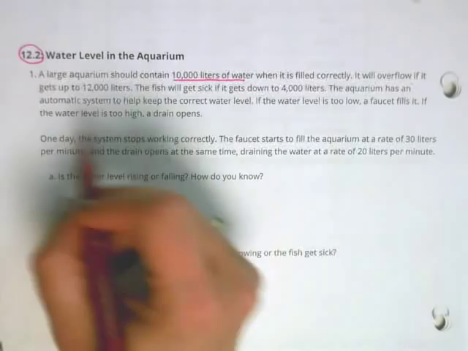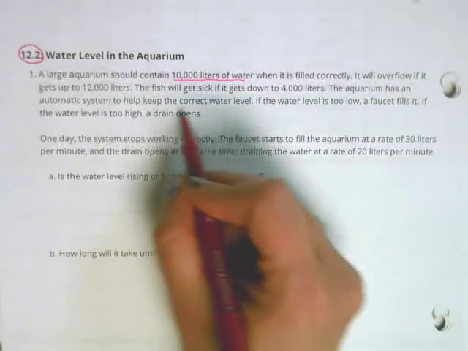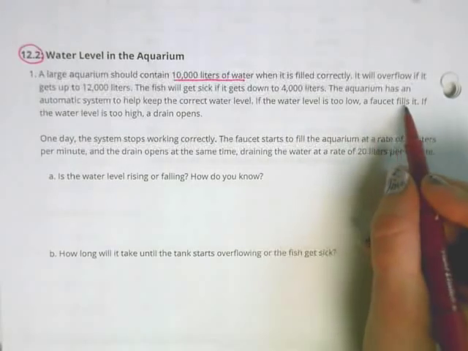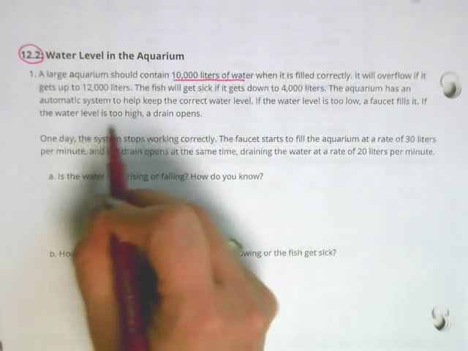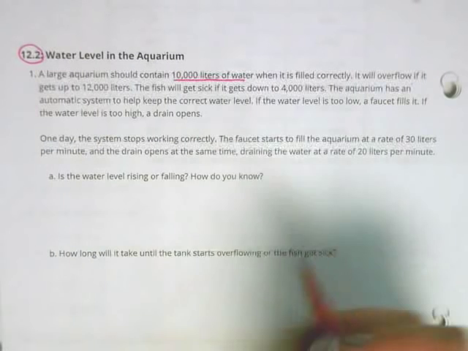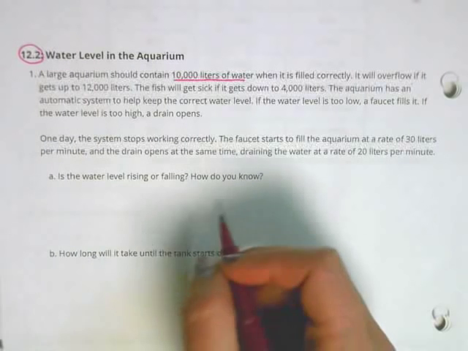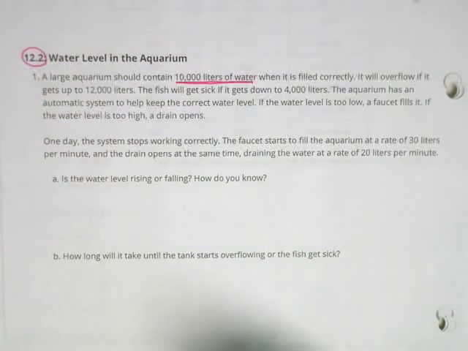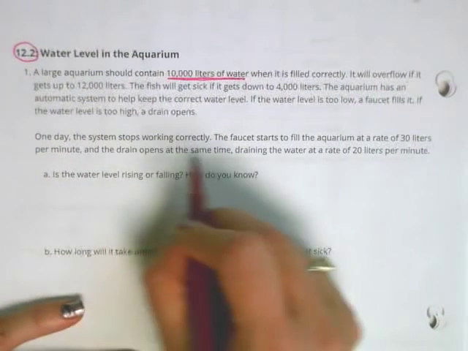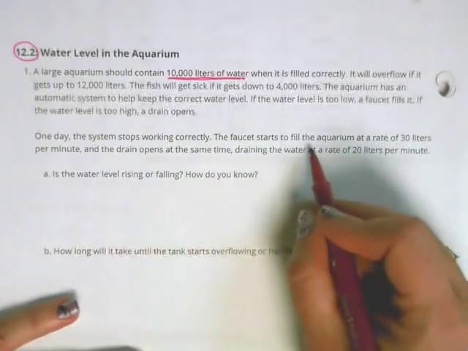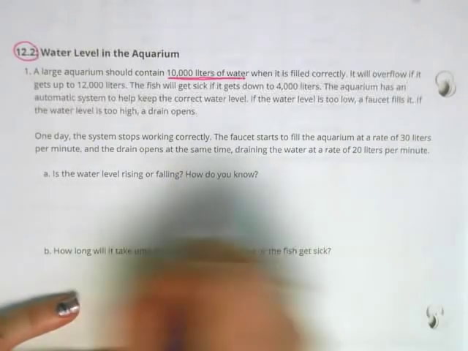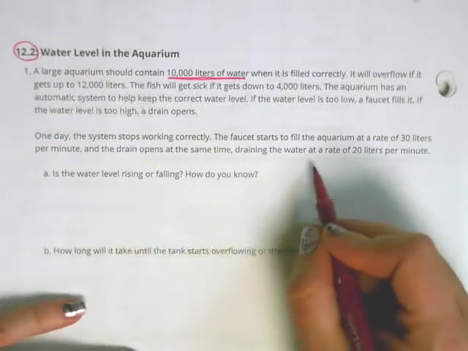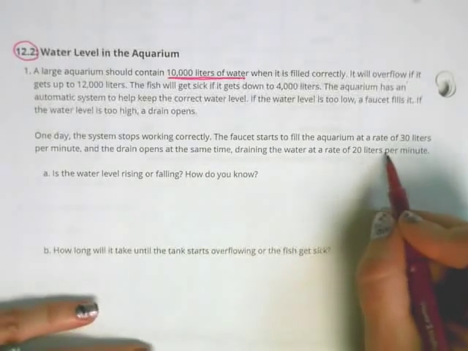The aquarium has an automatic system to help keep the correct water level. If the water level's too low, a faucet fills it up. If the water level's too high, a drain opens, so it would drain some water out of there. Awesome. So hopefully it's always kept at this 10,000 liters of water. It says one day the system stops working correctly. Yikes. The faucet starts to fill the aquarium at a rate of 30 liters per minute, and the drain opens at the same time, draining the water at a rate of 20 liters per minute.